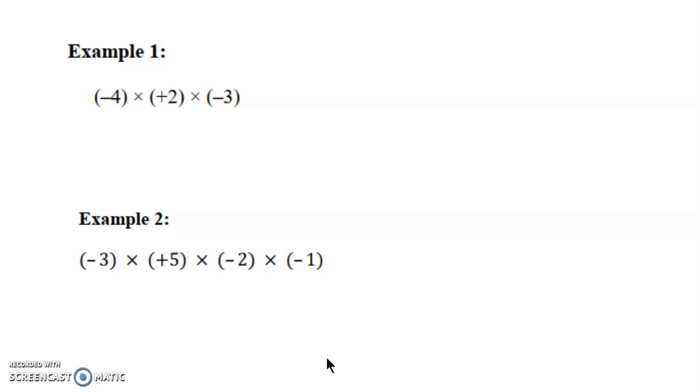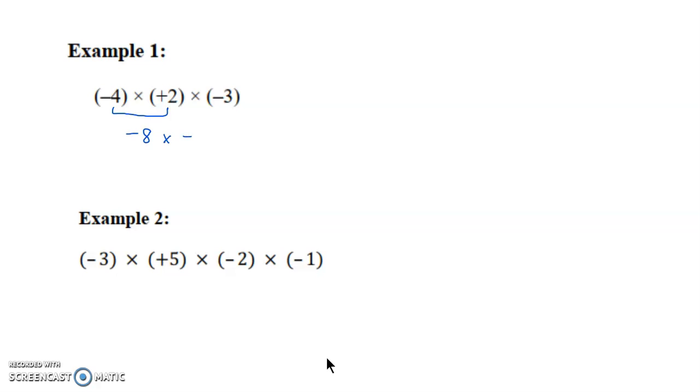So for these examples, I'm going to work left to right just because I find it easier to stick with my signs that way. But like I said, you can multiply in any order. I'm going to multiply negative 4 times positive 2 first. You can see that the signs are different. When the signs are different, the answer will be negative. So this will be a negative 8.